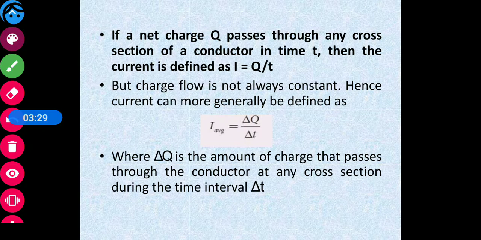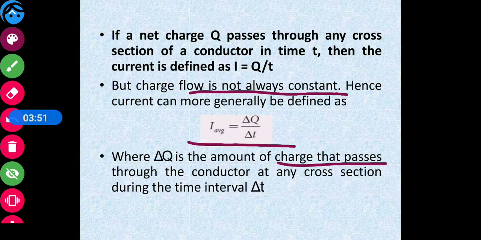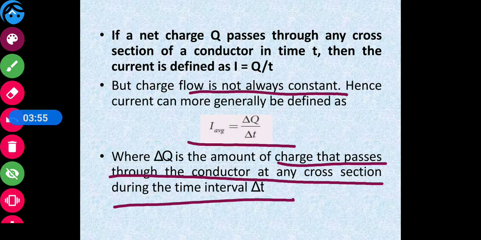Now we will define the current. If a net charge Q passes through any cross-sectional area in time t, then the current is defined as I equals Q upon t. But as we know, charge does not always flow at a constant rate, so in general we define the average current. I average is equal to delta Q upon delta t, where delta Q is the amount of charge that passes through the conductor at any cross-section during the time interval delta t.